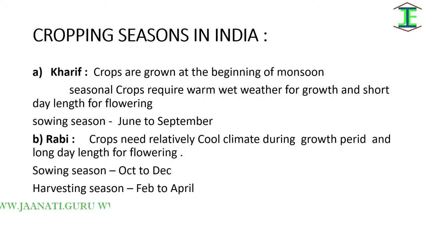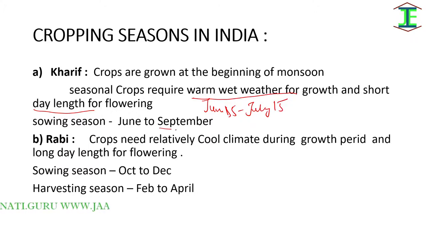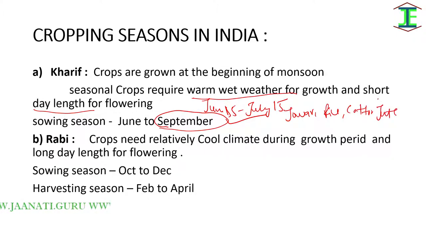Next is cropping seasons in India. Mainly India has three cropping seasons: Kharif, Rabi, and summer. First, Kharif. In this season, crops are grown at the beginning of the monsoon and harvested at the end of the monsoon. In this season, crops require warm, wet weather for growth and short day length for flowering. The sowing time is June 15 to July 15, and in September we go for harvesting. The main crops grown are jowar, millets, rice, and some fiber crops like cotton and jute.